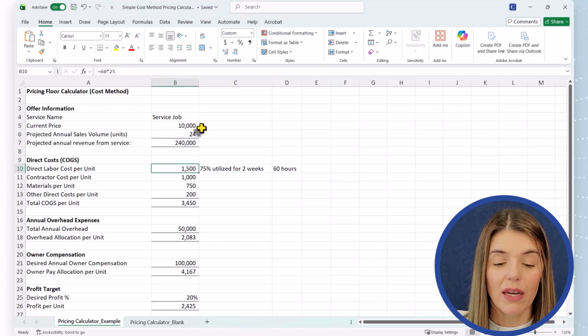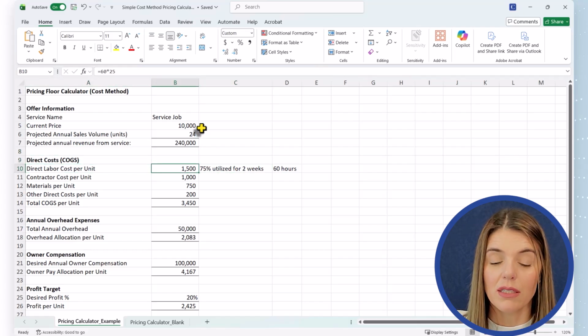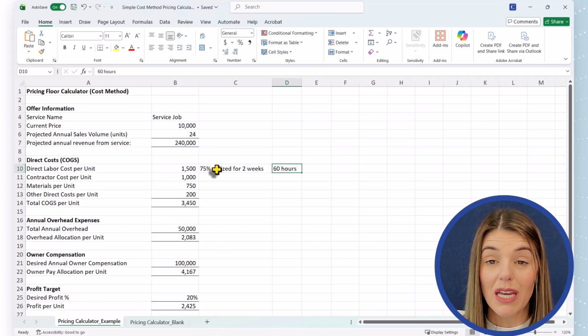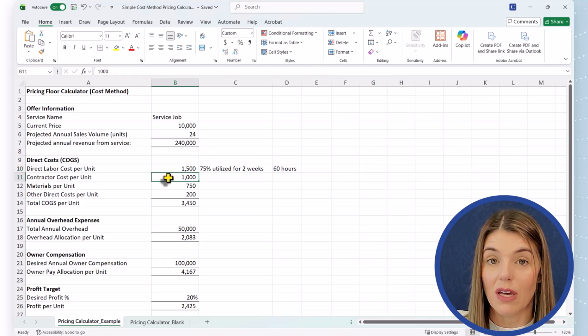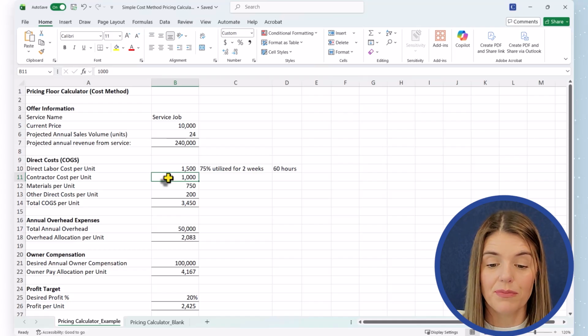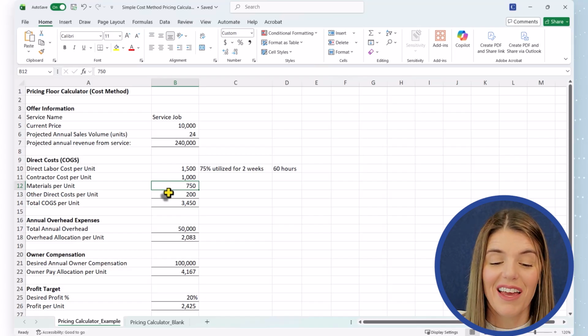And then we're going to fill out what we think the direct cost is associated with this. So let's say this is one person 75% utilized for 2 weeks. So they are spending 30 hours a week. That's 60 hours total, and they're getting paid $25 an hour. And then there's another contractor that comes on the job and helps out here and there. That's another $1,000 per unit cost. And then the job typically has $750 of materials. Nobody come at me that these are inaccurate. This is just an example. These are the direct materials.